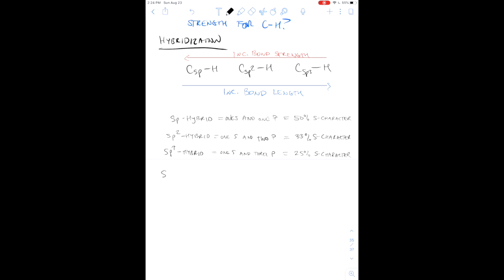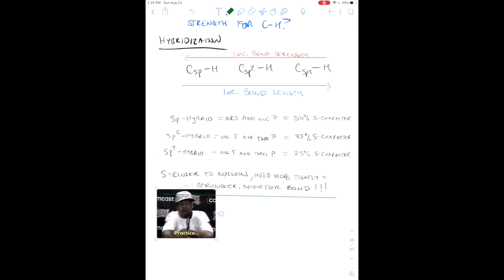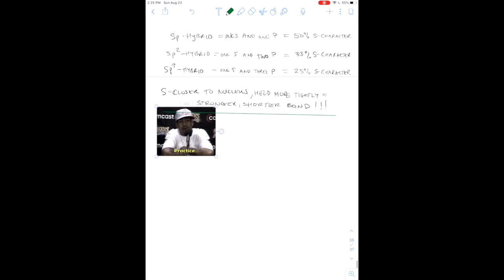So why does this matter? Well, remember that s orbitals are closer to the nucleus, and so the electrons, when they sit in an s orbital, are held more tightly. If an orbital has more s character, then it's inherently closer to the nucleus, and so the electrons are held more tightly, so it's a stronger, shorter bond. And that's exactly why we see this trend in bond length as well as bond strength. Shorter bonds are stronger bonds.